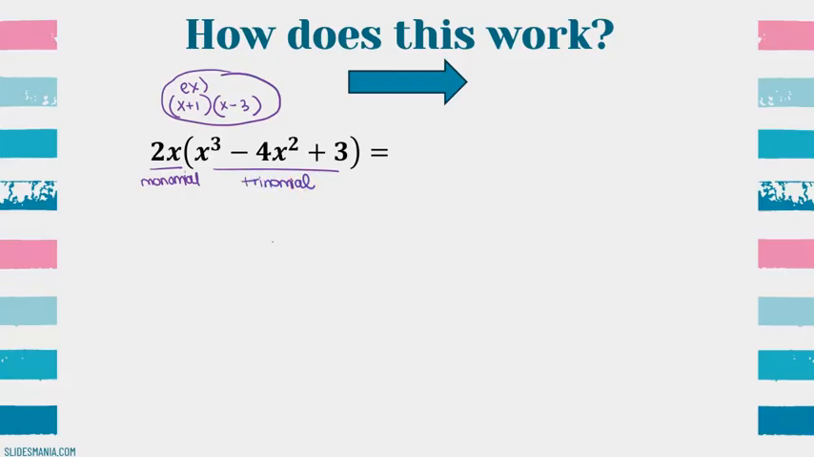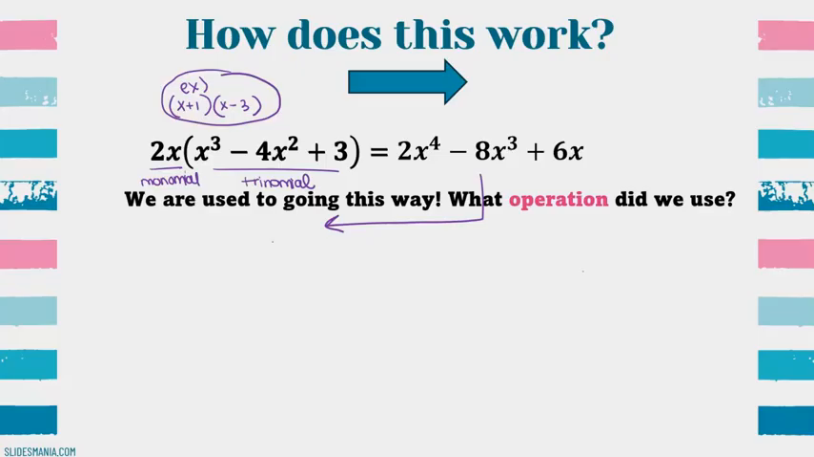You have seen problems that look like this already, and traditionally what we do is we will distribute that 2x and multiply it with all the terms inside the parentheses. So that would give us 2x to the fourth minus 8x to the third plus 6x. What we're doing today, though, is we are going the opposite direction. So I am going to give you a problem that has no parentheses in it, and I am going to have you go the opposite direction.